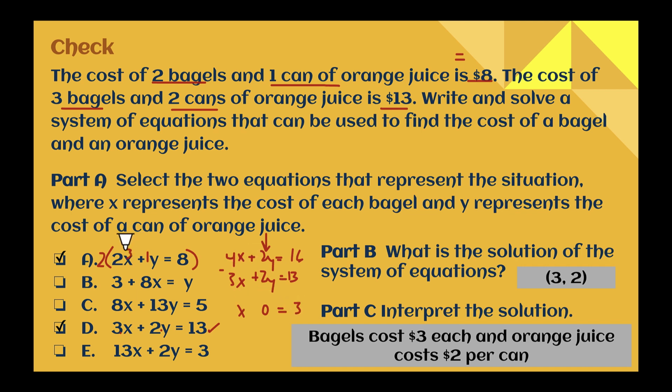If x is 3, 2 times 3 is 6, plus something is 8. So y must be equal to 2. So that one was pretty quick to solve with elimination if you just multiply the equation by 2. You also could have multiplied the top one by 3 and the bottom one by 2, and both of them could have had a coefficient of x as 6. Either way, whatever you're doing, if you can use elimination and you set it up correctly, you should find that bagels were $3 and orange juice was $2.